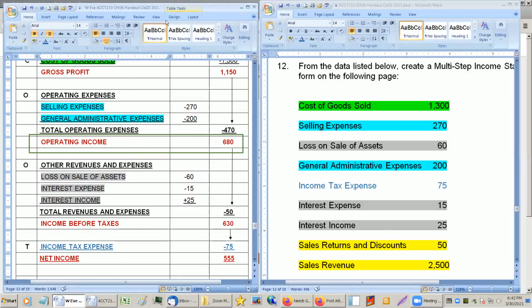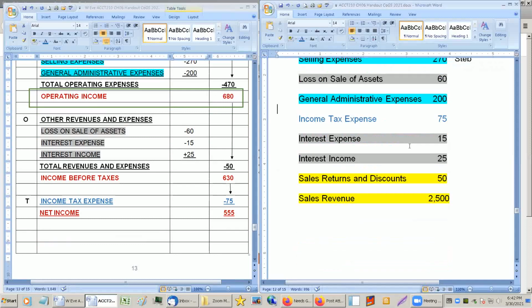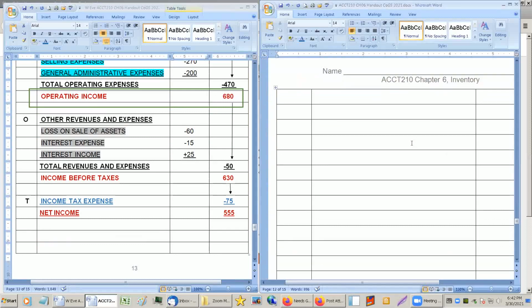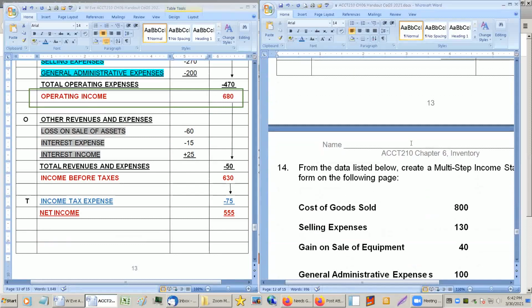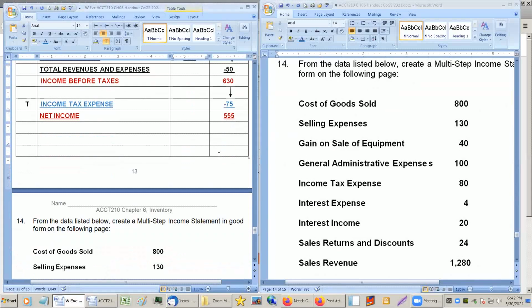Okay, let's go do another one. A very similar one. Number 14.